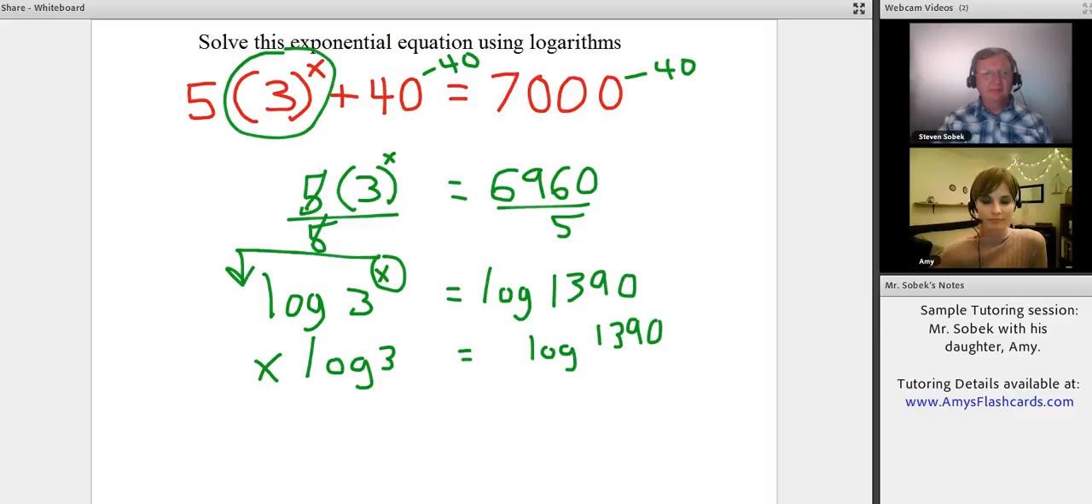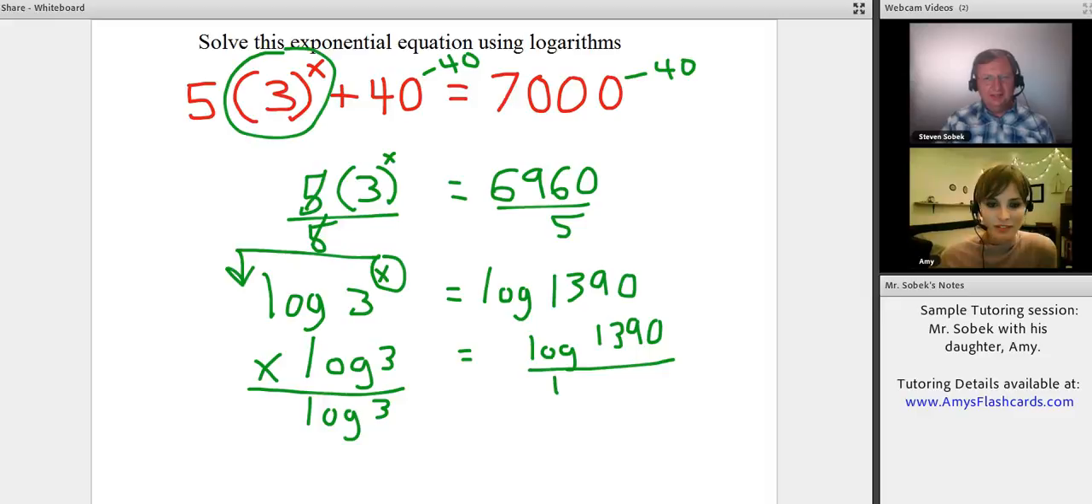All right. You're doing great. But we're not there yet. We must refrain from celebrating prematurely until we are finished. All right, what next? Okay, x is not by itself yet. Right, so we need to divide by log 3 on both sides. Divide both sides by log of 3.